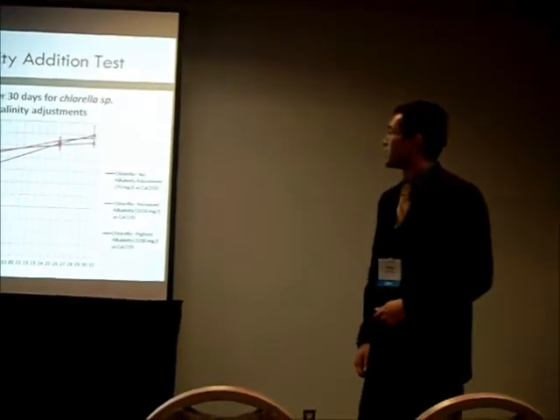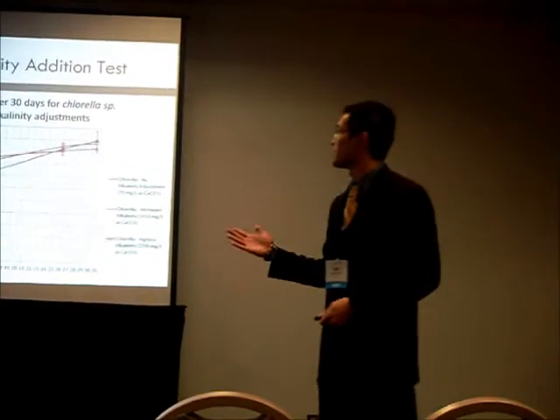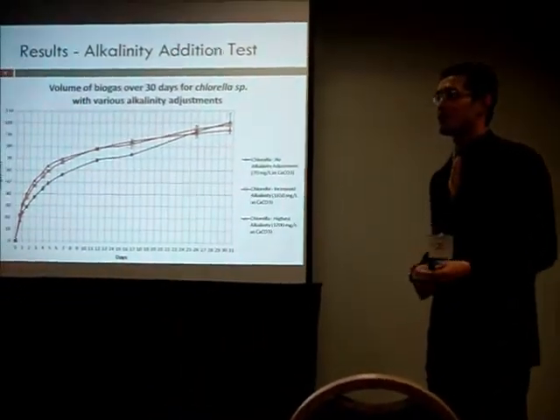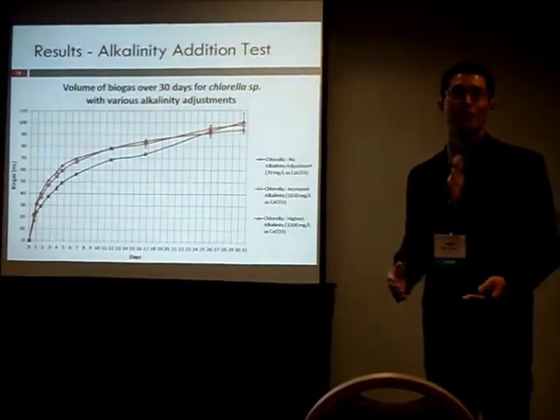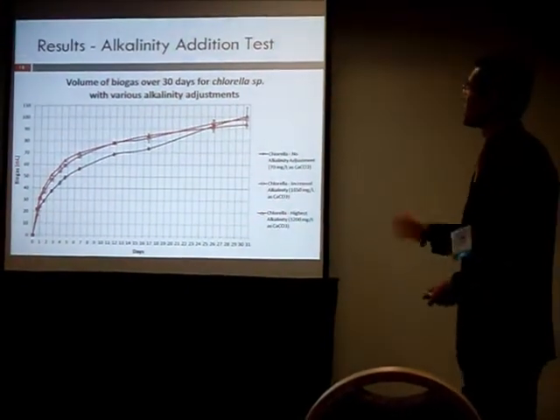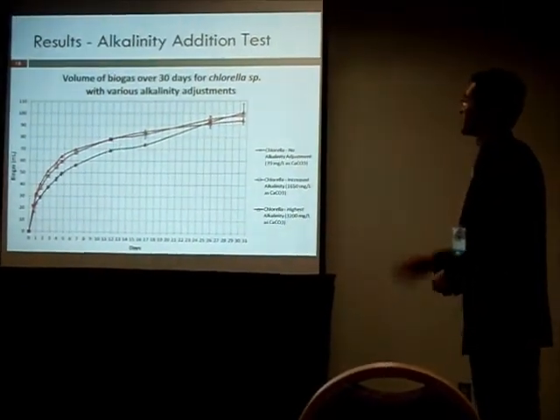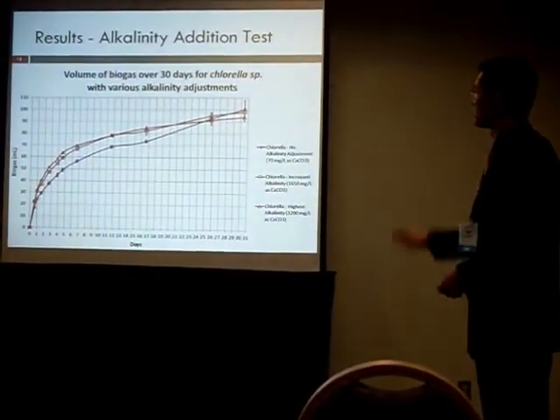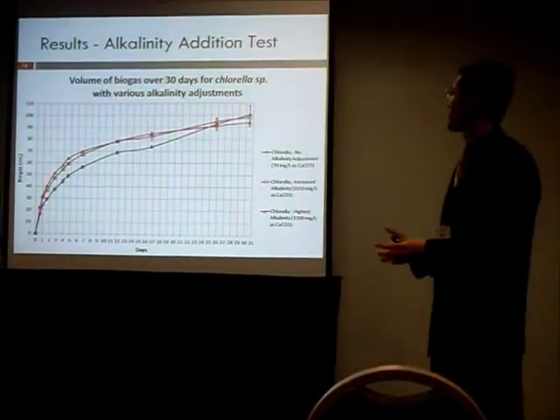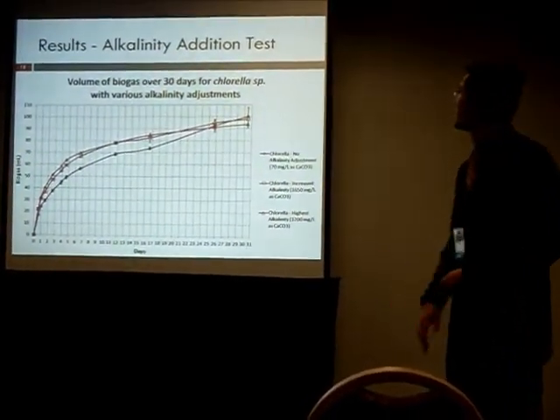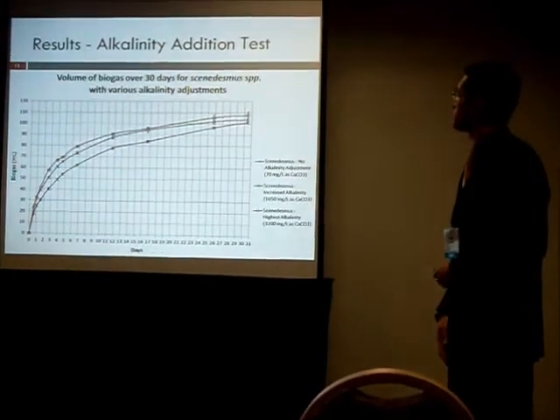For our alkalinity addition test for our chlorella, you see that it starts out with a general trend as you increase the alkalinity, the more biogas is produced. But by the end of the digestion period, it doesn't follow that trend so much anymore, but all three conditions do end up being very close in terms of gas production, with less than a 10% difference.